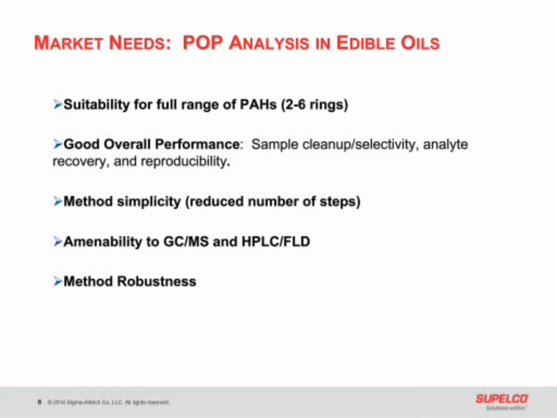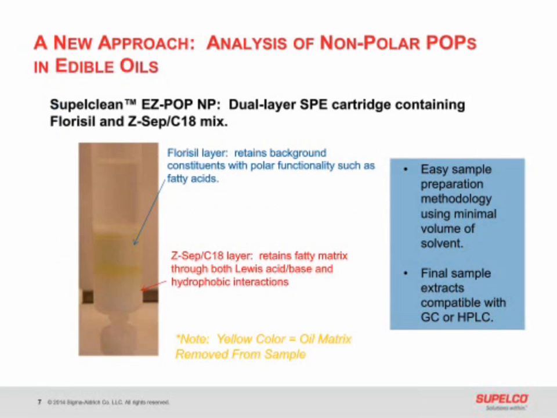Recently, a new approach has been developed for the analysis of nonpolar POPs in edible oils. This includes the use of a dual-layer SPE cartridge containing Florisil as a top layer and Z-Sep C18 as a bottom layer. The Florisil layer retains polar compounds such as fatty acids.